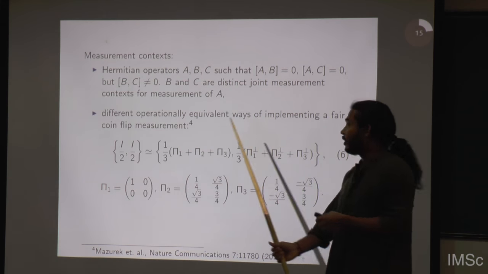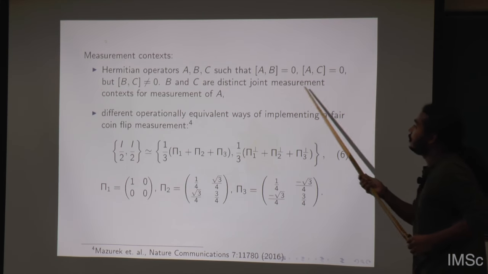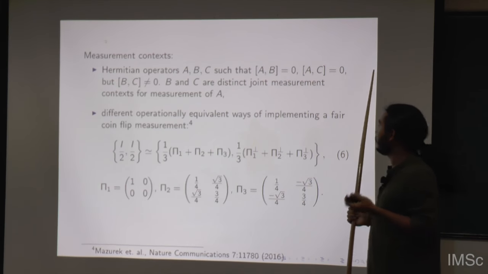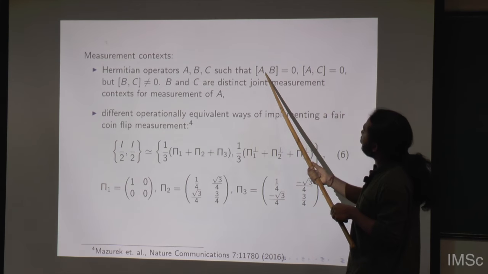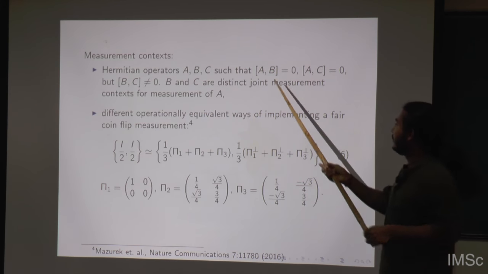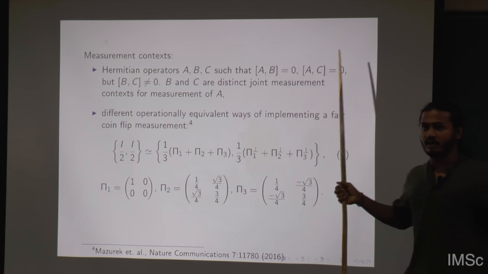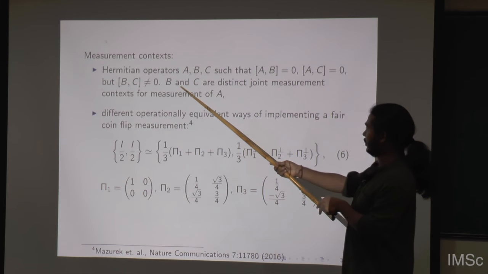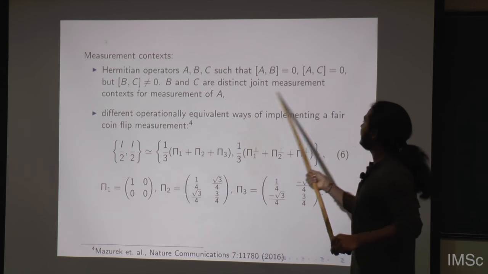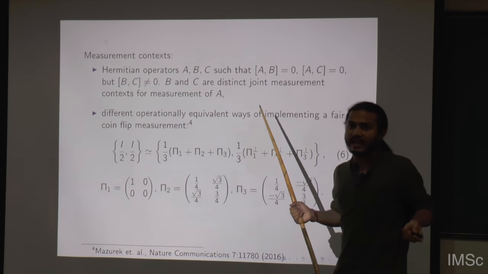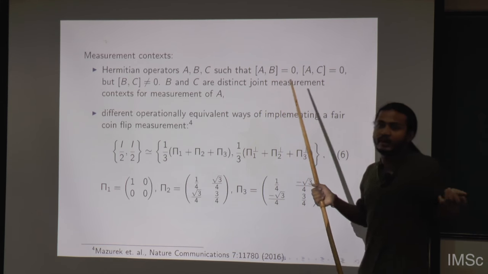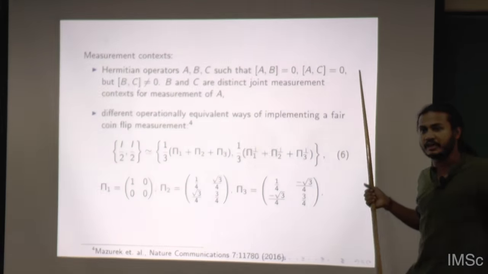Measurement context. What do we mean by a measurement context in quantum theory? A simple example: think of Hermitian operators A, B, and C, which represent projective measurements. Imagine A and B commute, A and C commute, but B and C don't commute. Then you know that there's no way to measure A, B, and C all three together. But you can measure A with B and A with C. So B and C are distinct joint measurement contexts for the measurement of A, right? The operational predictions about A are not going to depend on whether you did it with B or C or whether you did it alone.